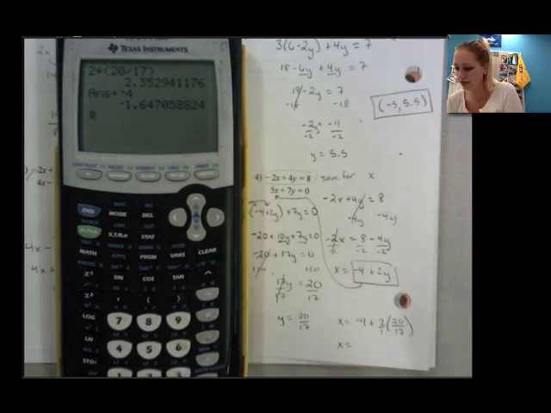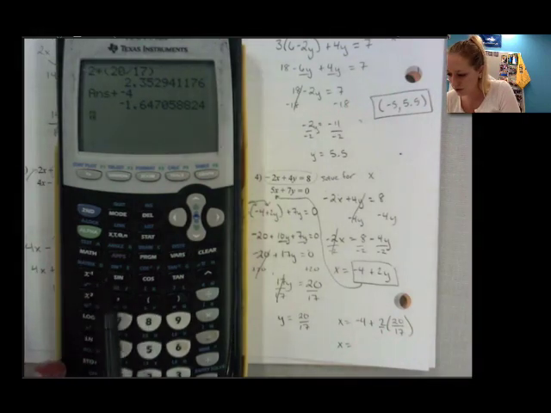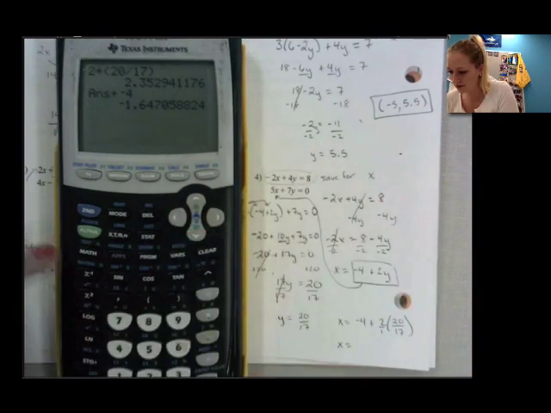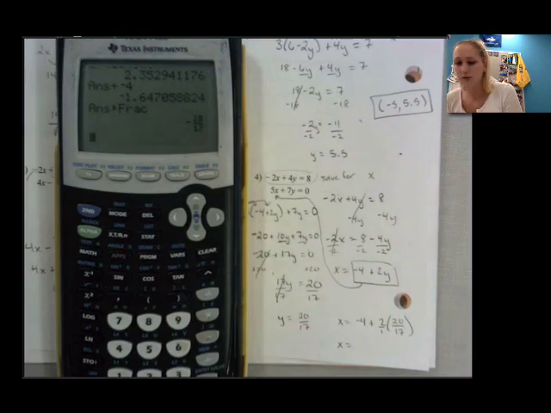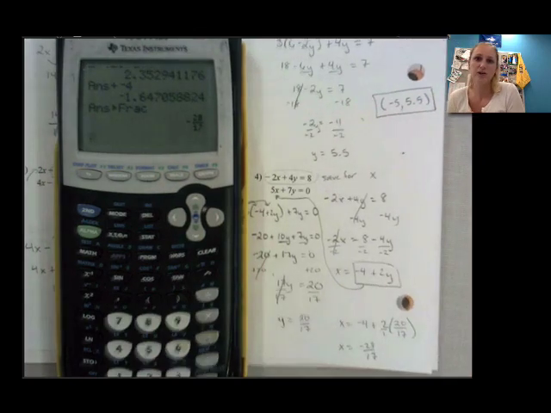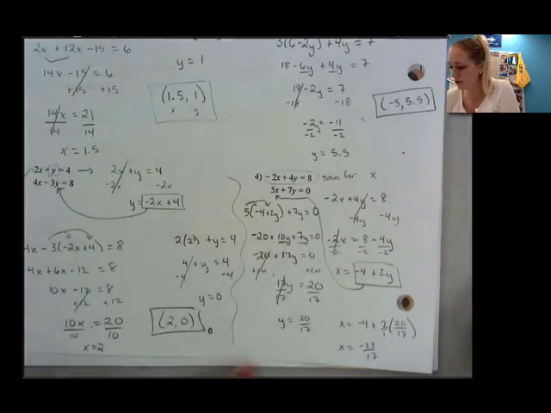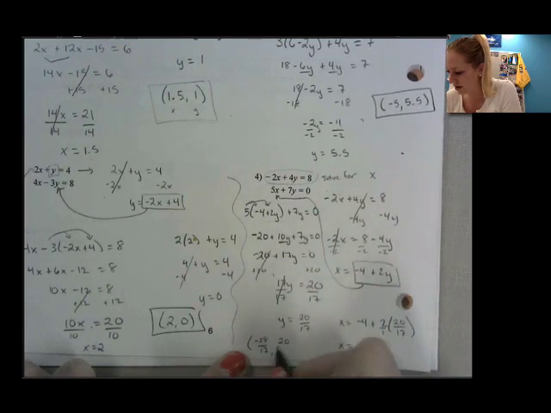So if I want a fraction answer, I'm going to do the second button. Oh, sorry, not second. Okay, so I want to go to math, and I'm going to change it to a fraction. And so that will just give me a simplified fraction, -28 over 17. Decimals are okay, but we would have had to round and our answers wouldn't be exact. The fractions are exact. So my ordered pair is -28 over 17 and 20 over 17.